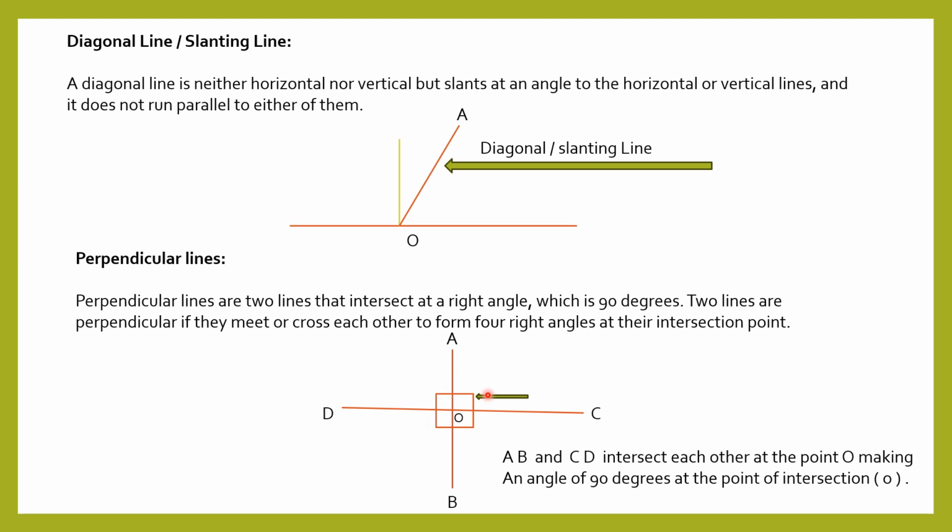So you see that in this figure, AB and CD intersect each other at the point O, which is called the point of intersection. And if you measure these angles at this point, you will see that each one of these angles is 90 degrees. Such lines are called perpendicular lines.